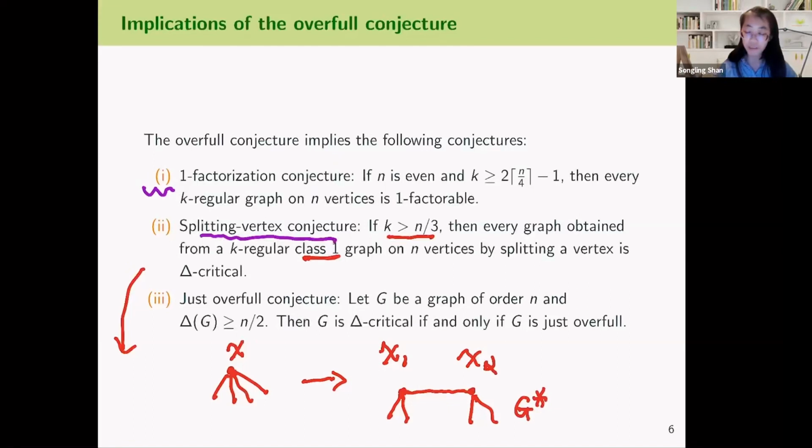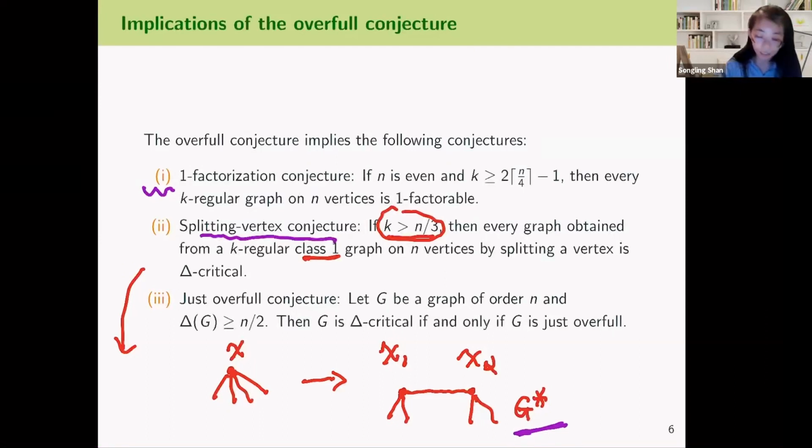If the overfull conjecture is true, then use this condition. So we can see that the only reason for G star to be class 2 is for G star to have a Δ-overfull subgraph. But then just by calculation, you will see that the only Δ-overfull subgraph of G star is G star itself. So this proves that G star is not just class 2, it is also Δ-critical.